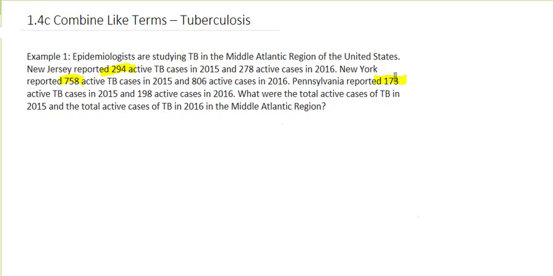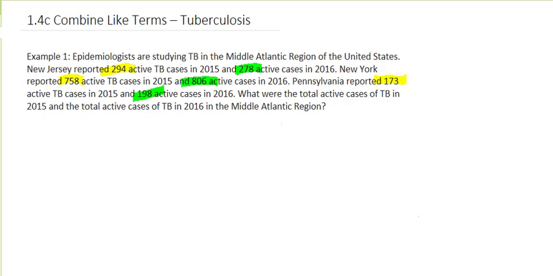Then let's highlight how many we have in 2016 with green. So we have 278, 806, and 198. So now let's go ahead and write this out.